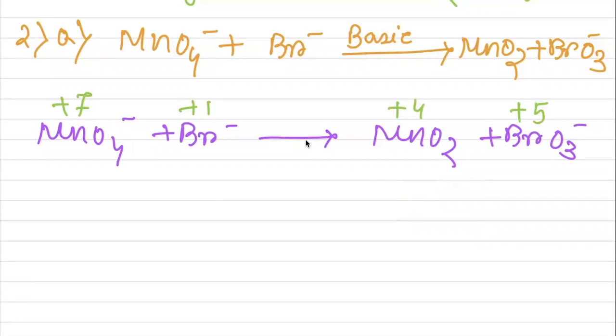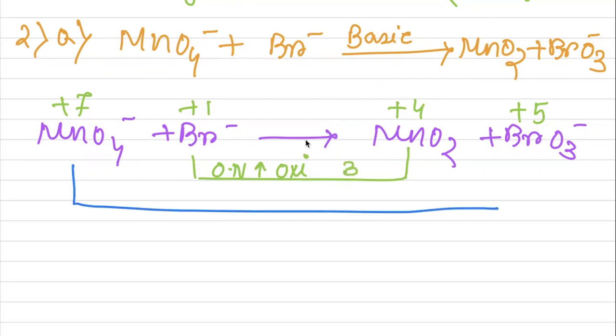Yes, miss. Okay. Now we have to find out oxidation and reduction. Now, +1 to +4. Oxidation number increases. Oxidation number increases means oxidation. Number of electron loss will be 3. Okay, very good. Now, if I consider this one, see.